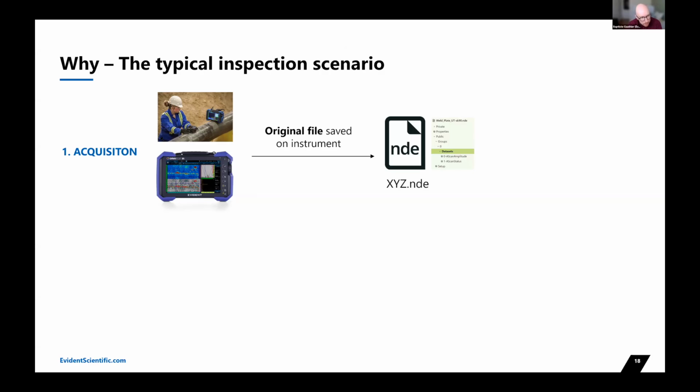The first part is what we call the acquisition. Basically, imagine an inspector, as you can see in the left picture, doing a scan with one of our instruments. She's holding a probe and a scanner, scanning a weld on a pipeline, just to check whether there are defects before it goes in service. She's doing an inspection and saving all the data from the instrument directly on the instrument, in what we will call the original file, which is saved in an .NDE file.